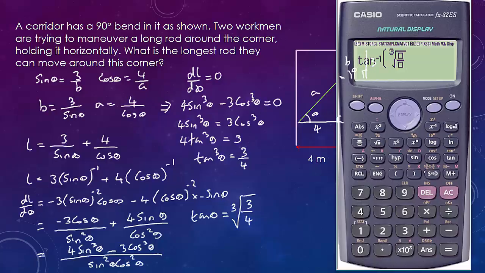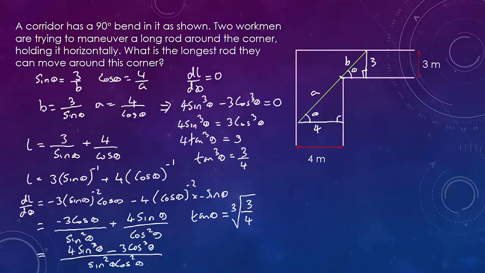And so the cube root of 3/4. And that gives us 42.3 degrees, or we'll use 42.257. Let's just say that's 3 decimal places.